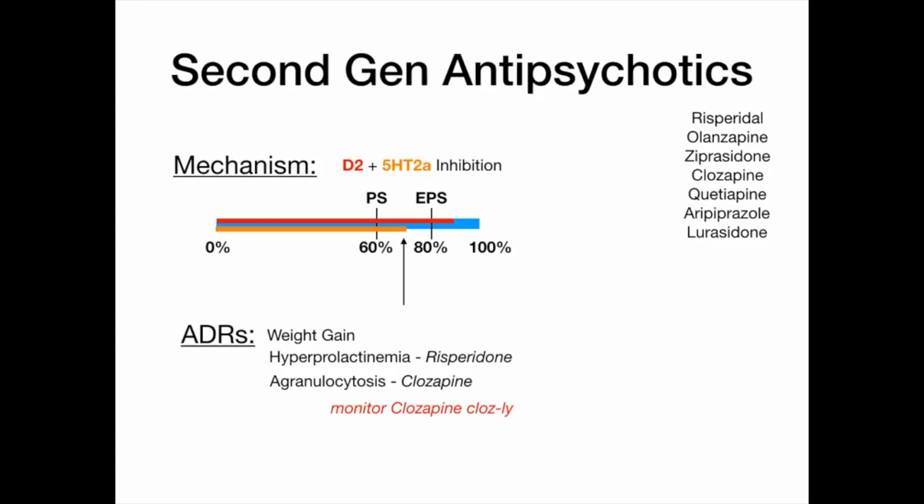So those are the second generation antipsychotics, aka the atypicals. So what's high yield? What should you remember?